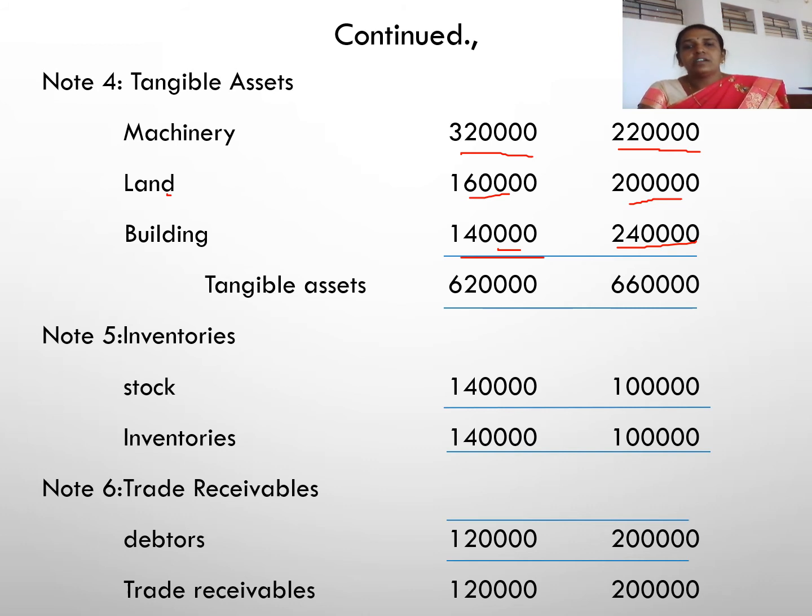Then next one is note number 5, inventories. Inventories include stock, and in the year 2016 the stock is rupees 1,40,000, and in the year 2017 it is 1 lakh rupees. That is, there is a decrease in the stock. Then next one is trade receivables. In that, debtors 1,20,000 in the year 2016 and rupees 2 lakh in the year 2017. That is, there is an increase in the debtors to the extent of rupees 80,000.